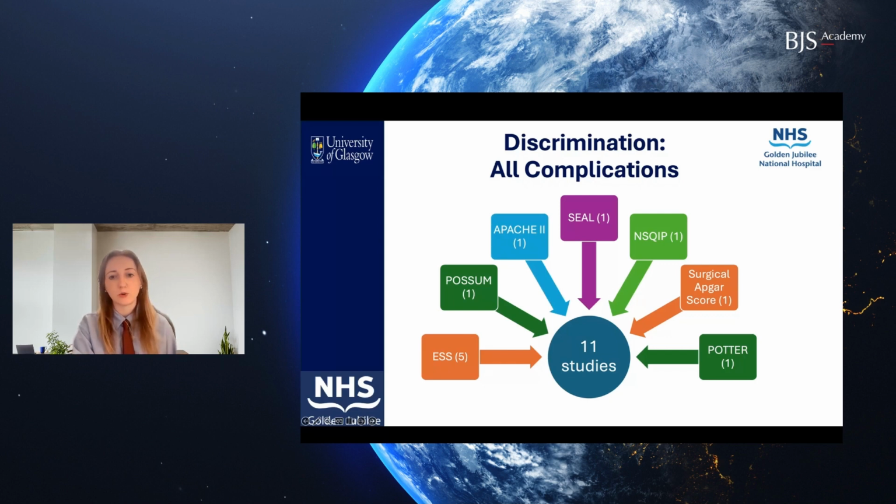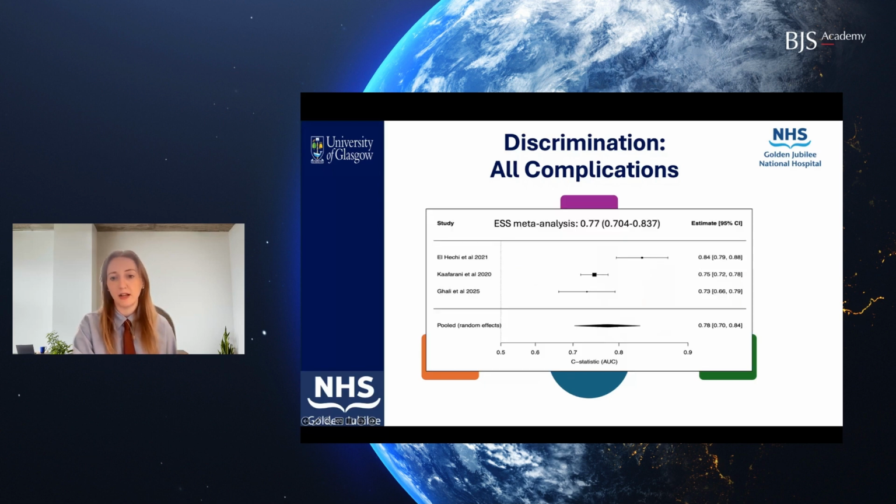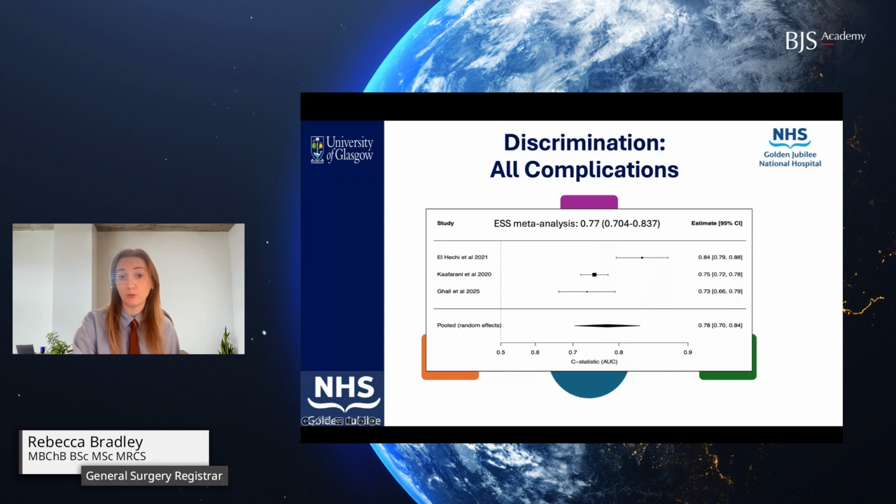The emergency surgery score was the most commonly reported score, and we were able to do a small meta-analysis of 3 studies which were similar. This showed that the emergency surgery score predicts all complications with a C statistic of 0.77, which is moderately good, and we take 0.8 as very good predictability.